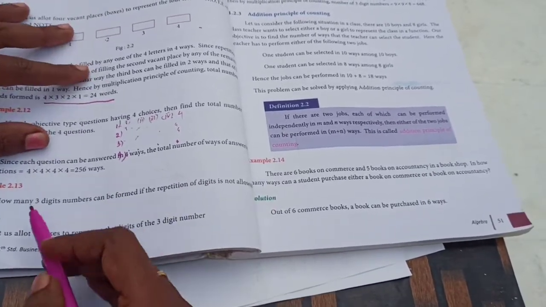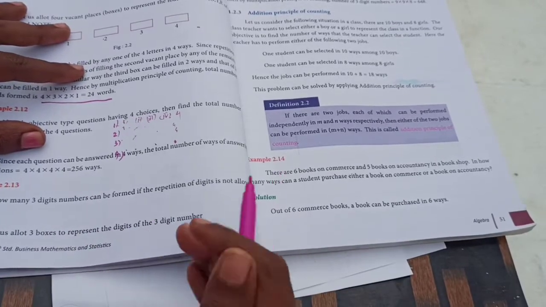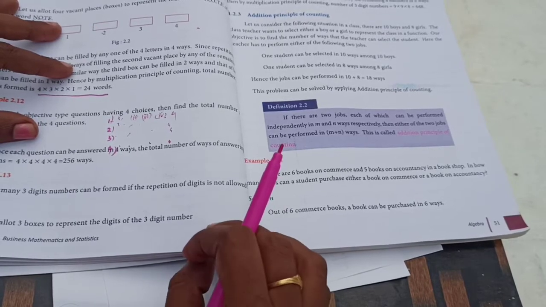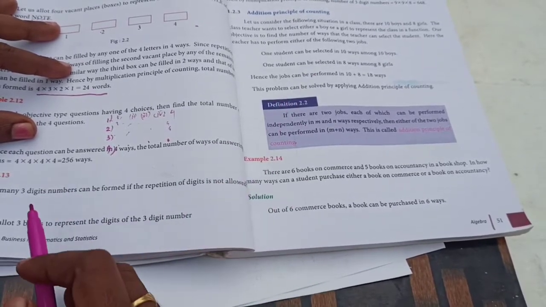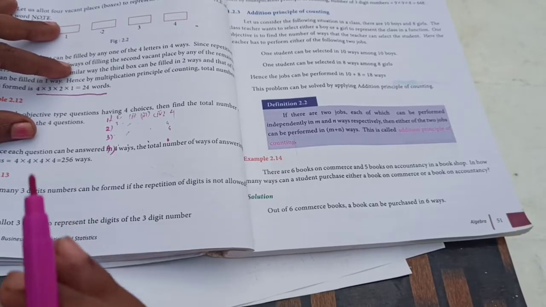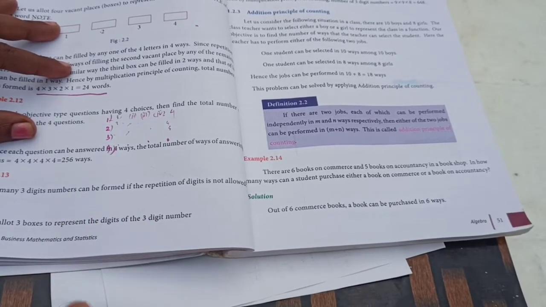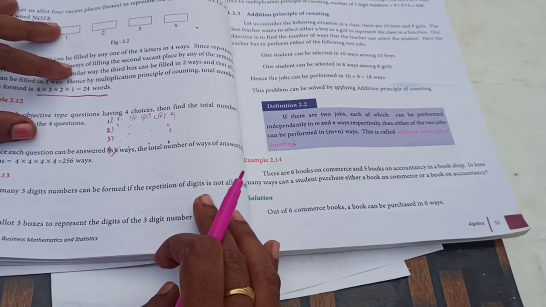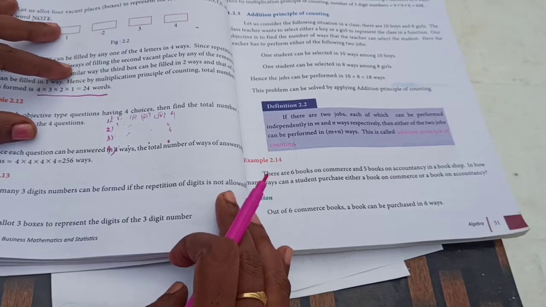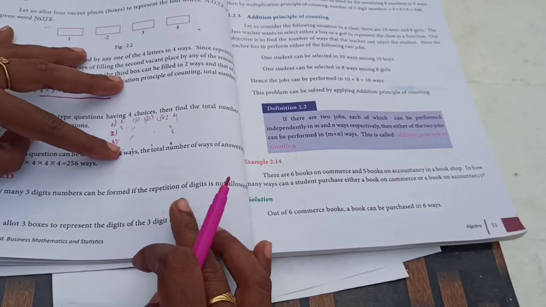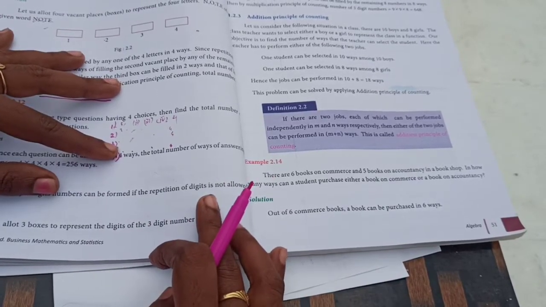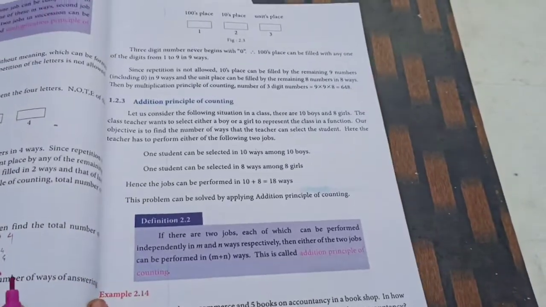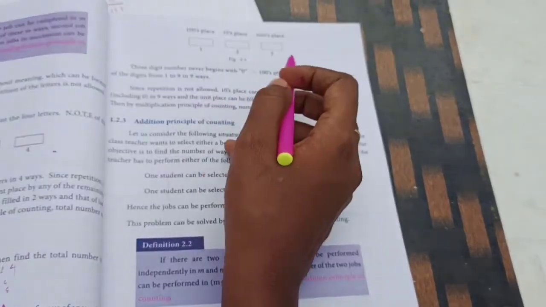Then finally, how many 3-digit numbers can be formed if the repetition of the digit is not allowed? Okay, so this one you need to think somewhat. How many digits? We need to form a 3-digit number if the repetition of the digit is not allowed. So let us allot 3 boxes, same as in your book, I am following. So you can allot 3 boxes.